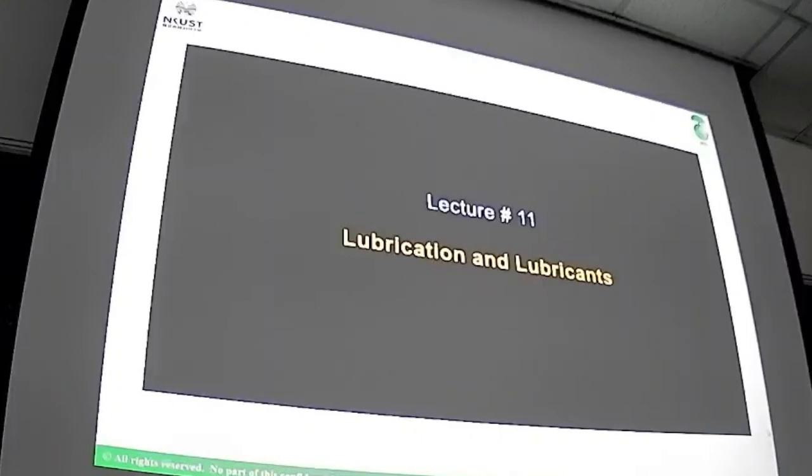So we start to talk about the lubrication. For this topic, that includes the lubrication theory and the introduction of the lubricant.